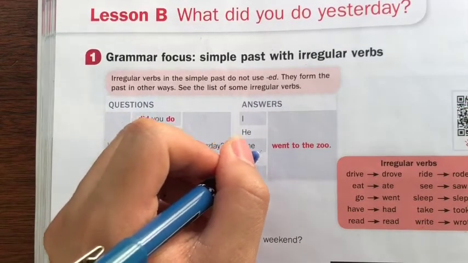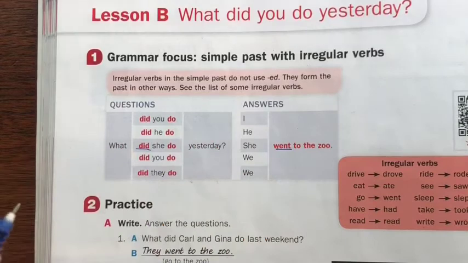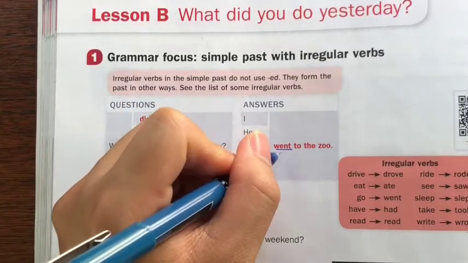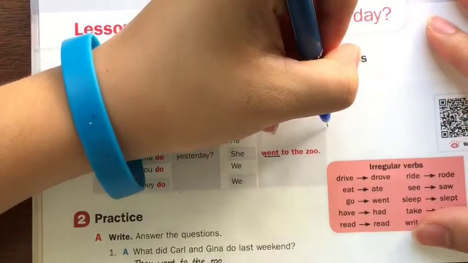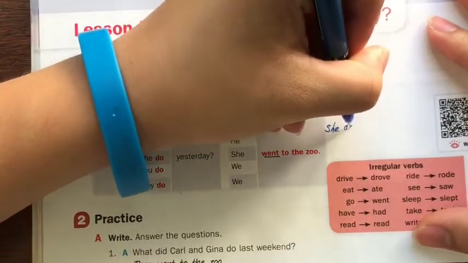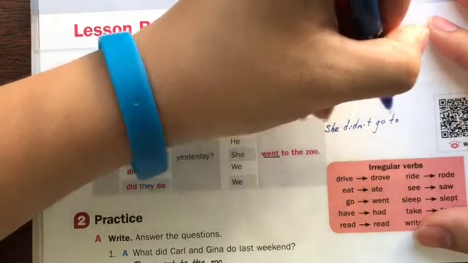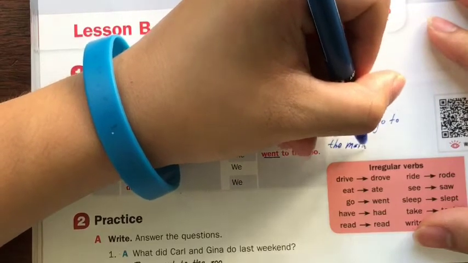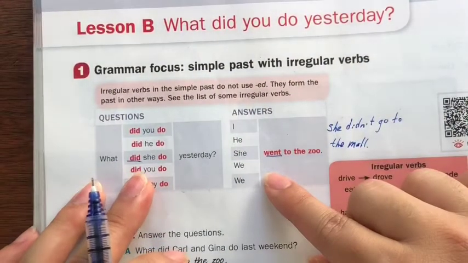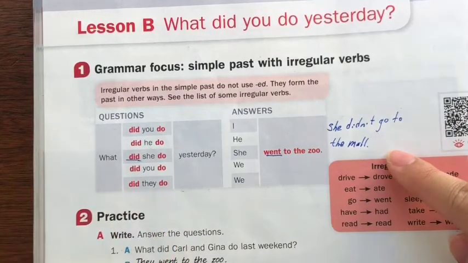The answer, she went to the zoo. Went is in past tense. The present tense of this word is go. We can also say, she didn't go to the mall. What did she do yesterday? She went to the zoo. She didn't go to the mall.